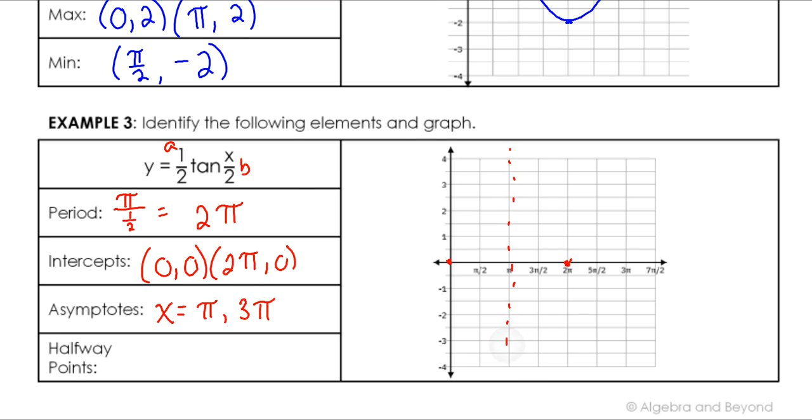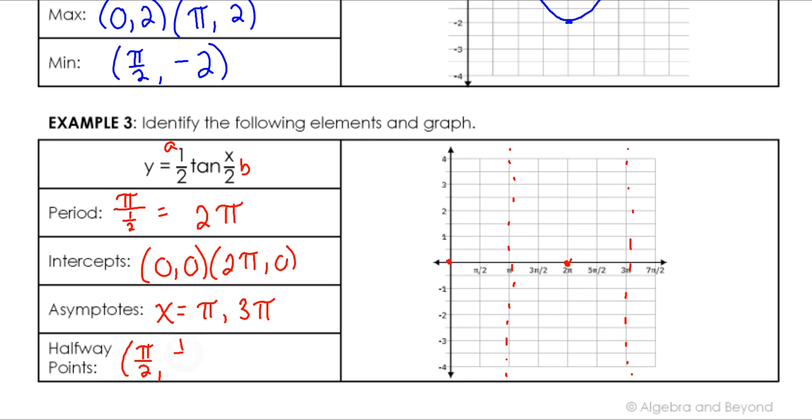So I am going to just draw my asymptotes in here to kind of help me visualize what my graph's going to look like. And then we have these halfway points. So remember, your halfway points are points that help us kind of figure out where other key features are on here. So these are going to be at pi over 4b. So pi over 4b. 4 times a half is 2. So they're going to be at pi over 2.